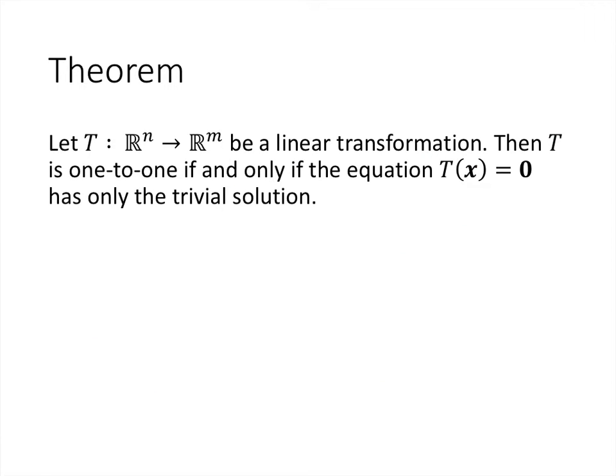So let's try to tie all this together and think about some theorems here. If we have a linear transformation, then the theorem here tells us that this linear transformation is one-to-one if and only if the equation T of x equals 0 has only the trivial solution. We know that T of 0 equals 0 because that's a property of linear transformations, so the question here is whether T of x equals 0 has any other solutions.